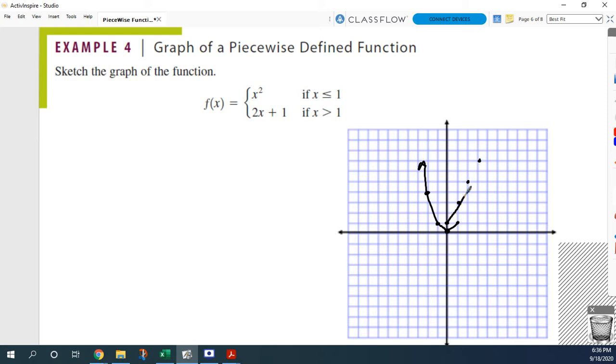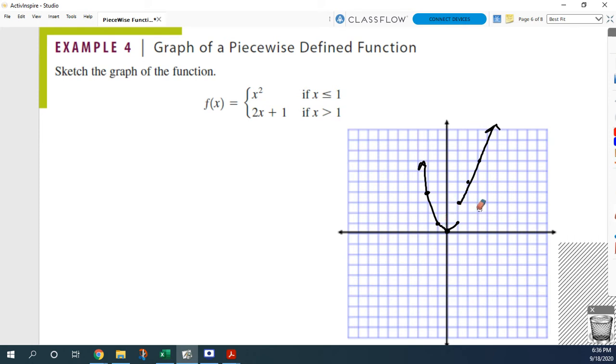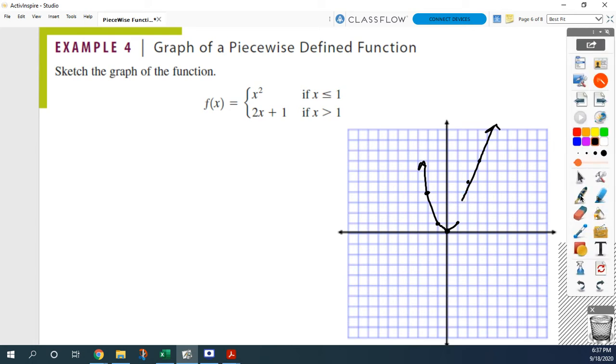Now notice that if we connected this line, it would keep going all the way through. But notice that our restriction says that I only want the part of the graph where x is greater than 1. So if I'm at 1, I only want it starting at this point and then to the right because we're greater than. So remember, greater than means to the right. So I'm going to erase that initial little part. I just drew that to help me make sure that my linear graph looked correct. Then I can just erase it.